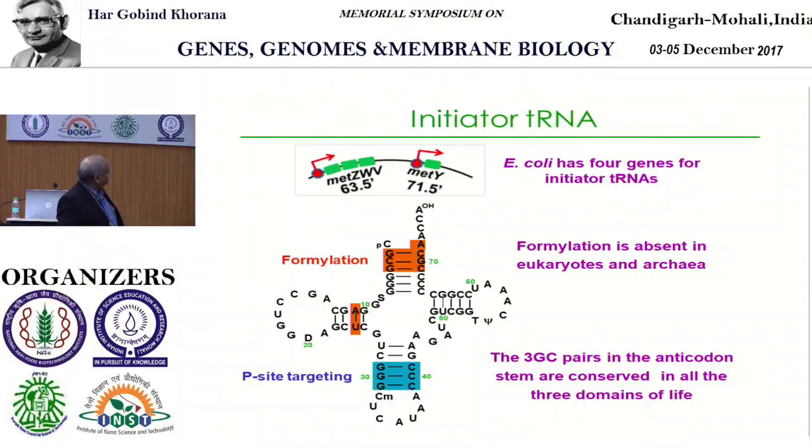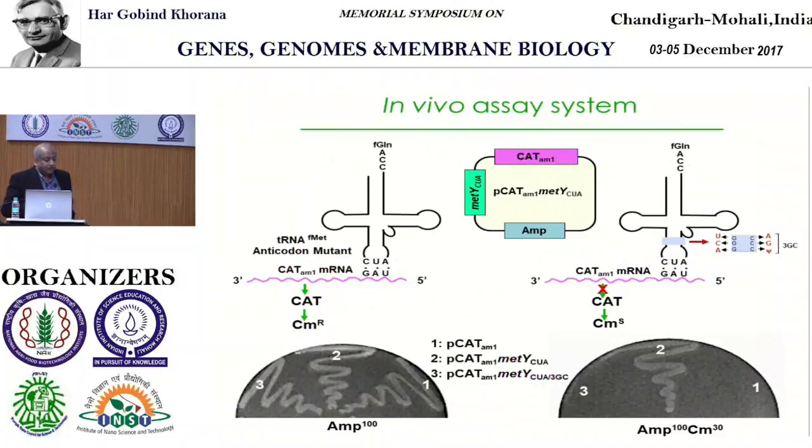And there are 2 parts that Tom had established to be very crucial for this tRNA. One is in the acceptor stem region, which is important for the formylation of the tRNA. But of course, formylation is not there in archaea and eukaryotes. The other region is the 3 consecutive GC base pairs, which are highly conserved in all domains of life. So this turned out to be something which one would want to follow a little bit more to understand how initiation happens. Now, one of the things that I did in Tom's lab right in the beginning when I joined was to set up this in vivo initiation system.